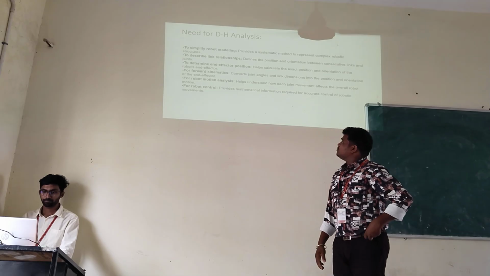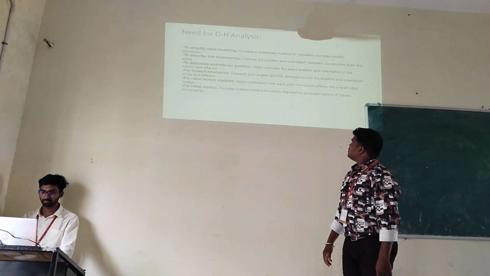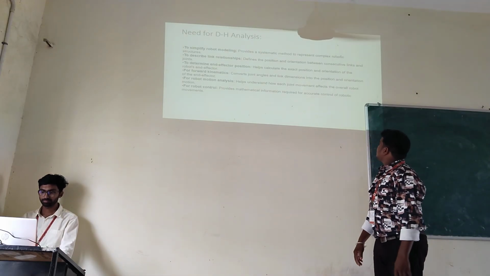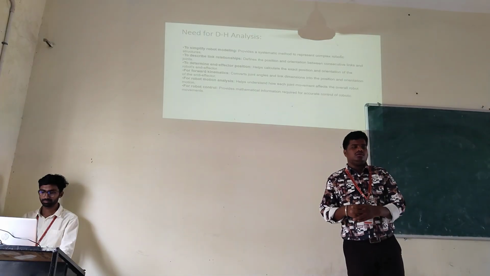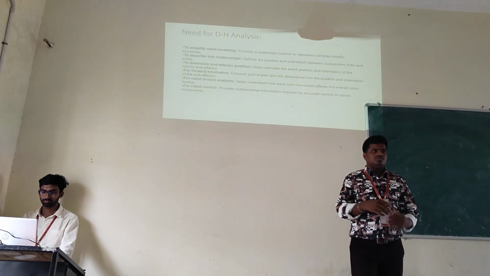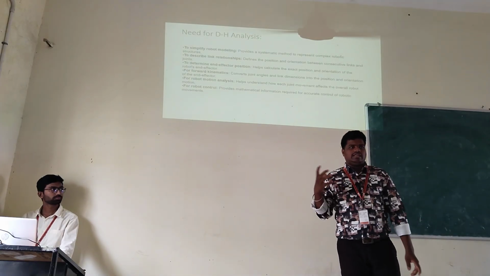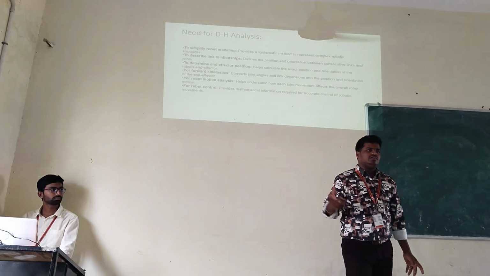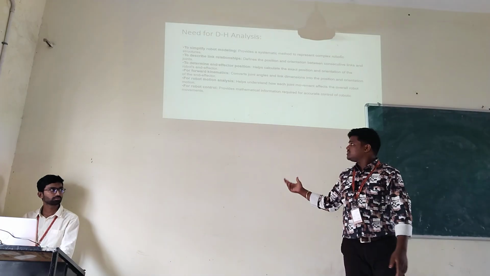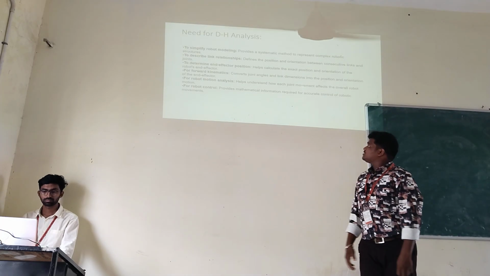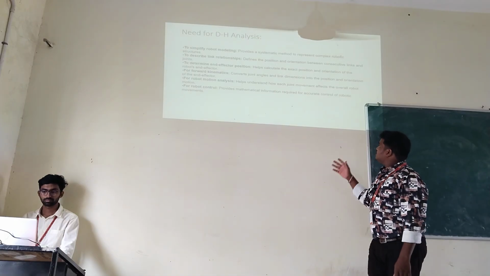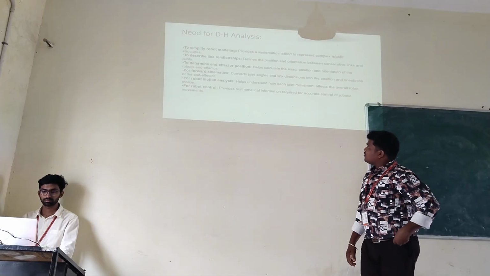For robot motion analysis, let's understand how each joint movement affects overall robot motion. The analysis use చేసుకొని మనము ఒక రోబోట్ ఒక యాంగిల్ ఎంత మూవ్మెంట్ ఉంటే ఎంత ఎఫెక్ట్ ఓవరాల్ ఎఫిషియన్సీ ఏర్పడుతుందంటే. For robot control, it provides mathematical information required for accurate control of robotic movement.